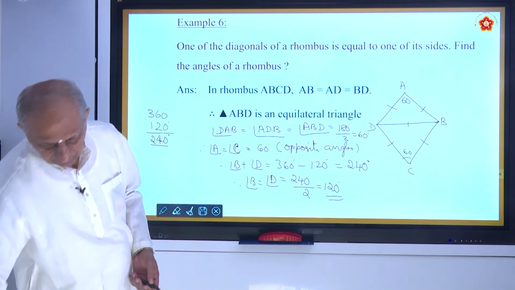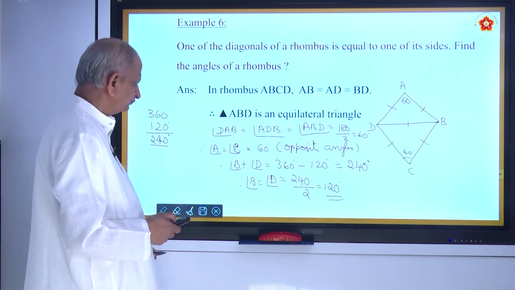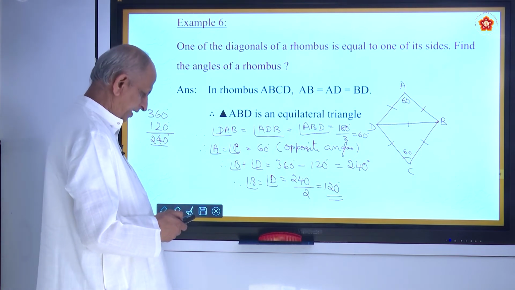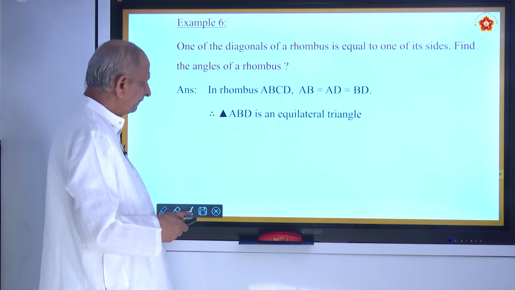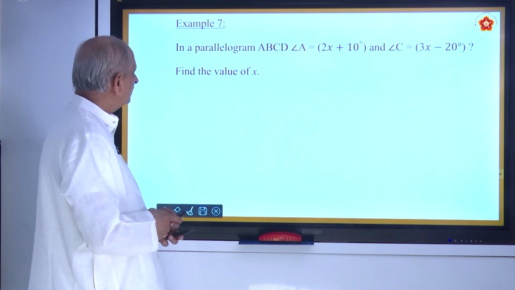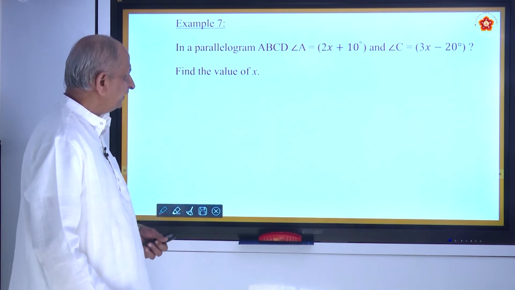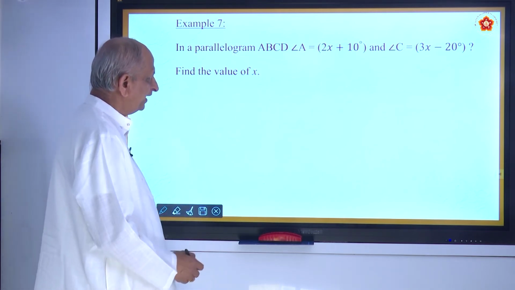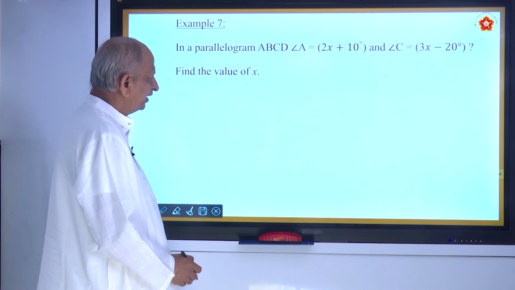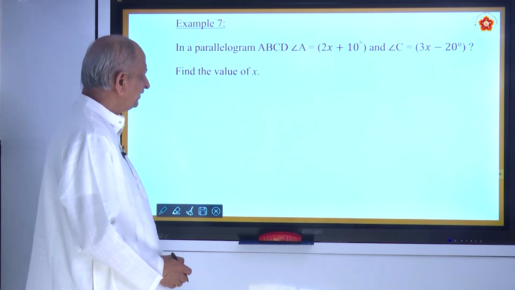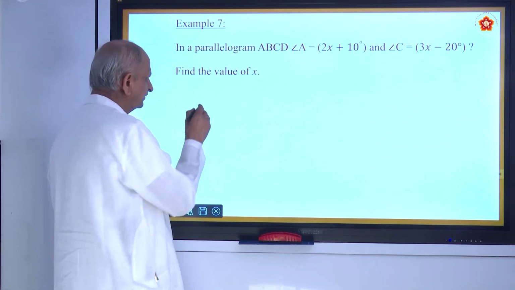I have taken down. Okay. Very happy. We will pass on to next question. In a parallelogram ABCD, angle A is 2x plus 10. Angle C is 3x minus 20. Find the value of x.